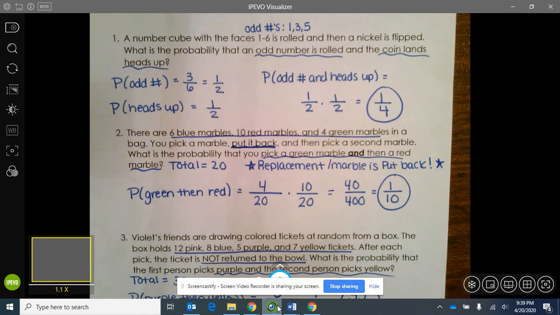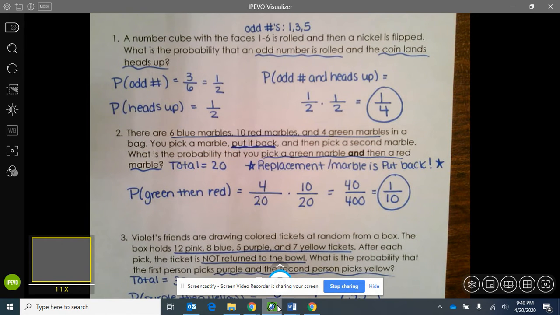Hi everyone, so today we are going to go over compound events. So you just completed a Google Forms on both independent and dependent events. So I want to start by reviewing questions 1 through 3 with you. So remember, for compound events, you're going to have more than one event occurring, okay?